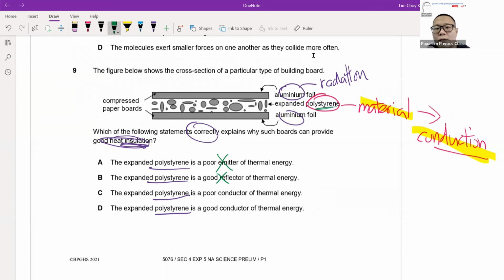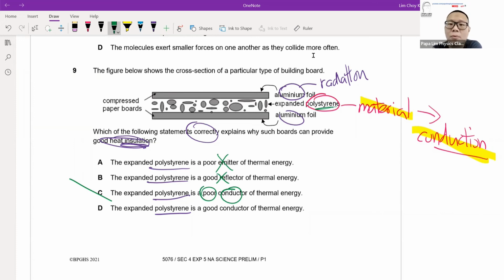So this is what we call a bad conductor. And the one with a bad conductor, only option C. So C will be the option that I need. Look at how I analyze the questions to anticipate the possible angles that the question could ask after I tackle it accordingly.